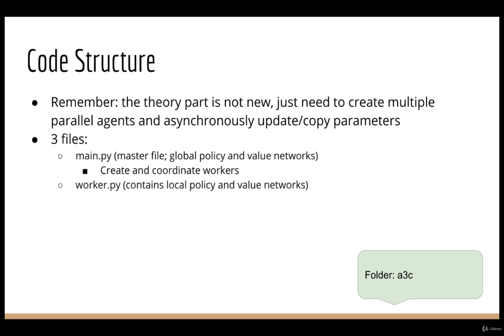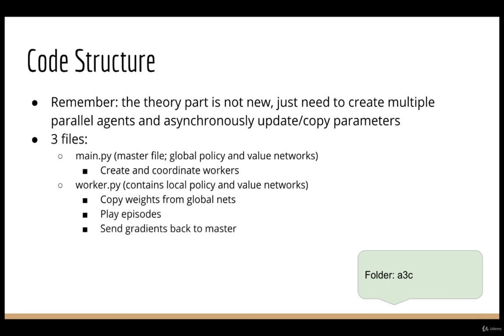As you can tell by the name, this is going to contain all the classes and functions that make up the worker. Each worker is responsible for creating its own version of the policy network and value network, copying the weights from the global networks, playing episodes of the game, and calculating gradients to be sent back to the global network. Finally, the third file is nets.py. This contains the definitions for the policy network and value network. In the next few slides, we'll be looking at the pseudocode for each of these 3 files. Oh, and by the way, you can find these files in the folder A3C.